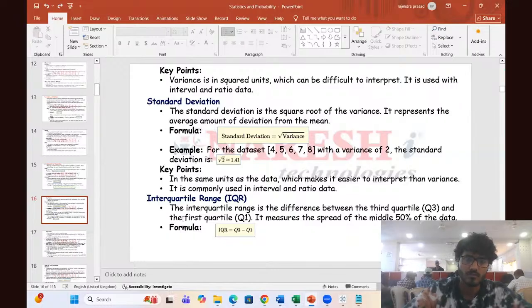Clear? Let's see. Interquartile range is the difference between the third quartile and the first quartile. For example, I'm talking about yearly sales. What are the sales in the third quartile? What are the sales in the first quartile? The difference of that is nothing but the interquartile range.